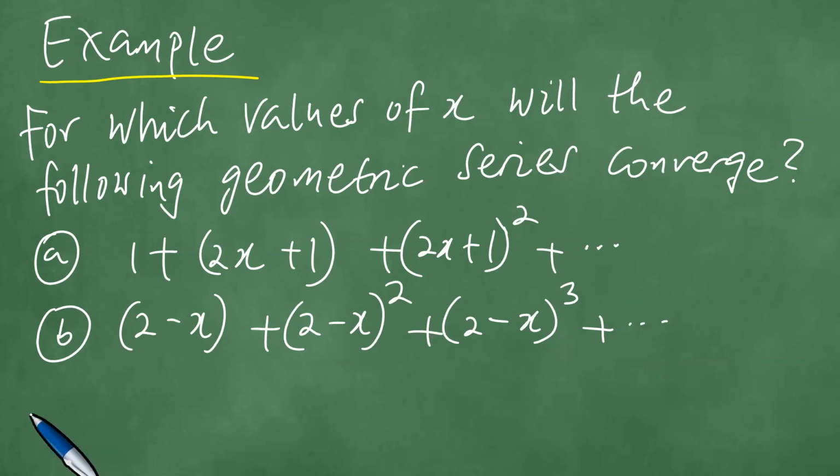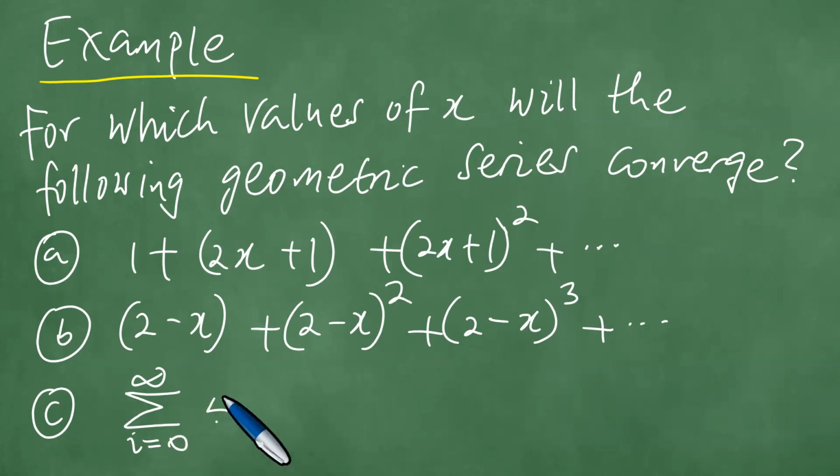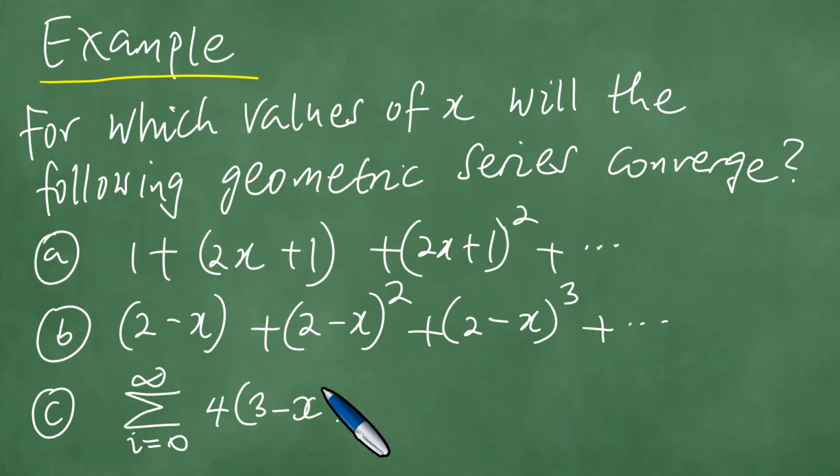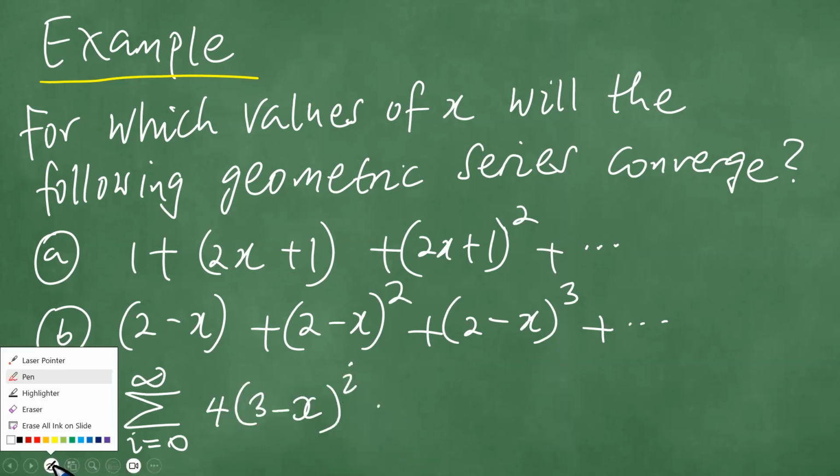Okay, now you have part C, the infinite series, I equals 0, 4 into 3 minus x, which is to the power I. Solution.